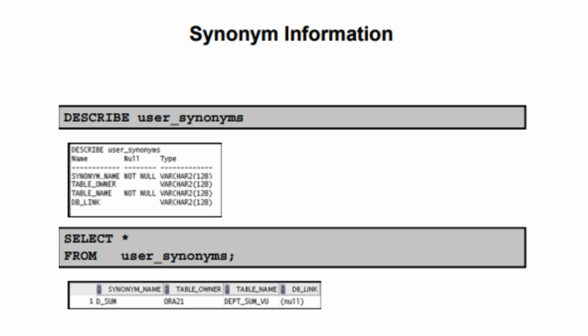The user_synonyms dictionary view describes private synonyms, synonyms that you own. You can query this view to find your synonyms. You can query all_synonyms to find out the name of all the synonyms that are available to you and the objects on which these synonyms apply. The columns in this view are synonym_name, name of the synonym, table_owner, owner of the object that is referenced by the synonym, table_name, name of the table or view that is referenced by the synonym, db_link, name of the database link reference, if any.